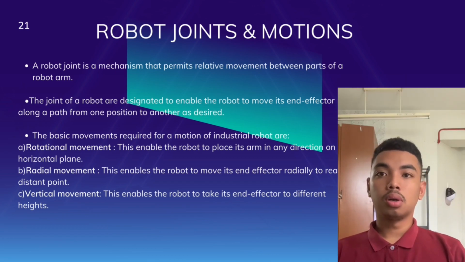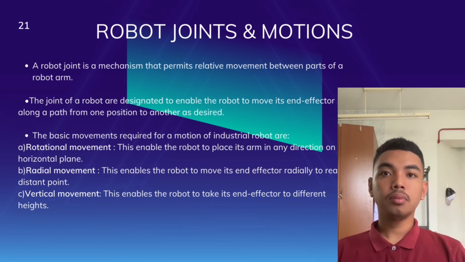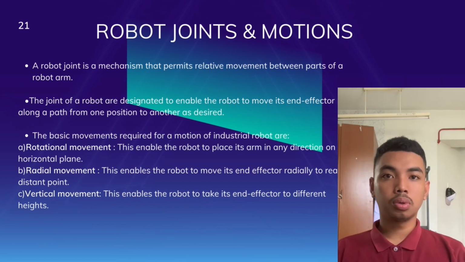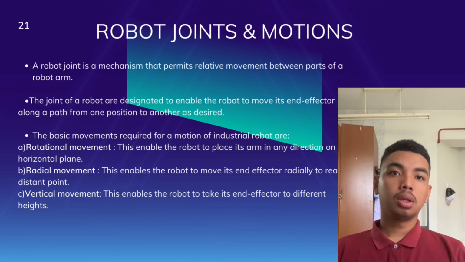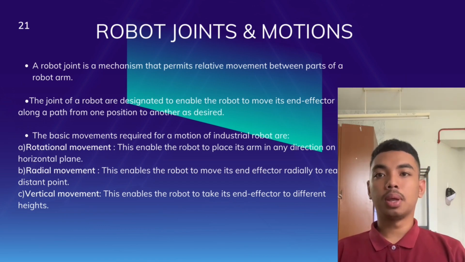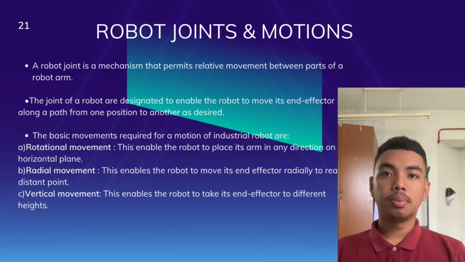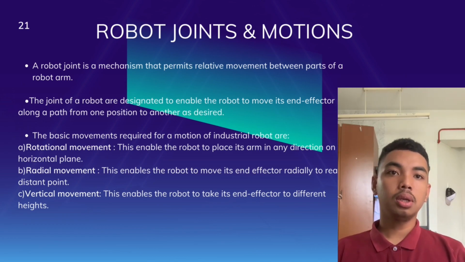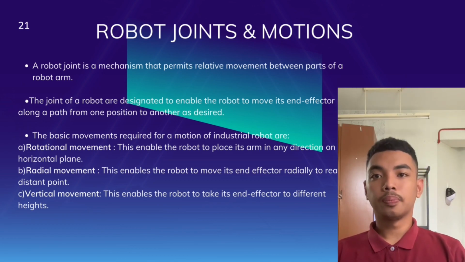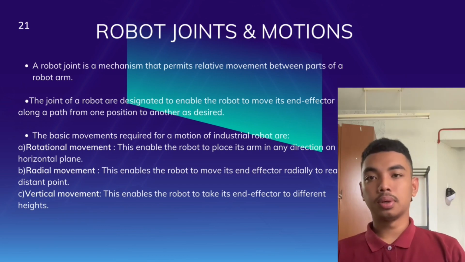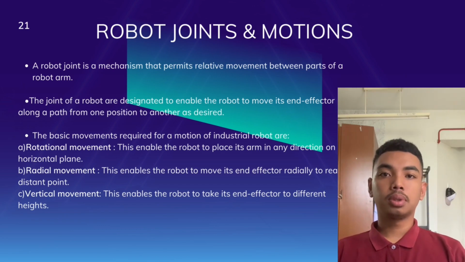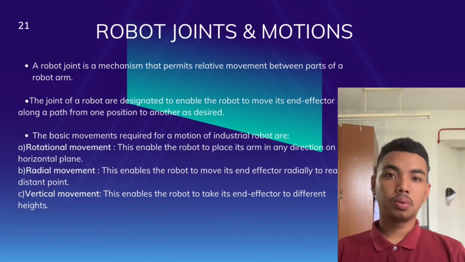Number one, rotational movement. This enables the robot to place the arm in any direction on a horizontal plane. Number two, radial movement. This enables the robot to move its end effector radially to reach distant points. And number three, vertical movement. This enables it to take its end effector to different heights.